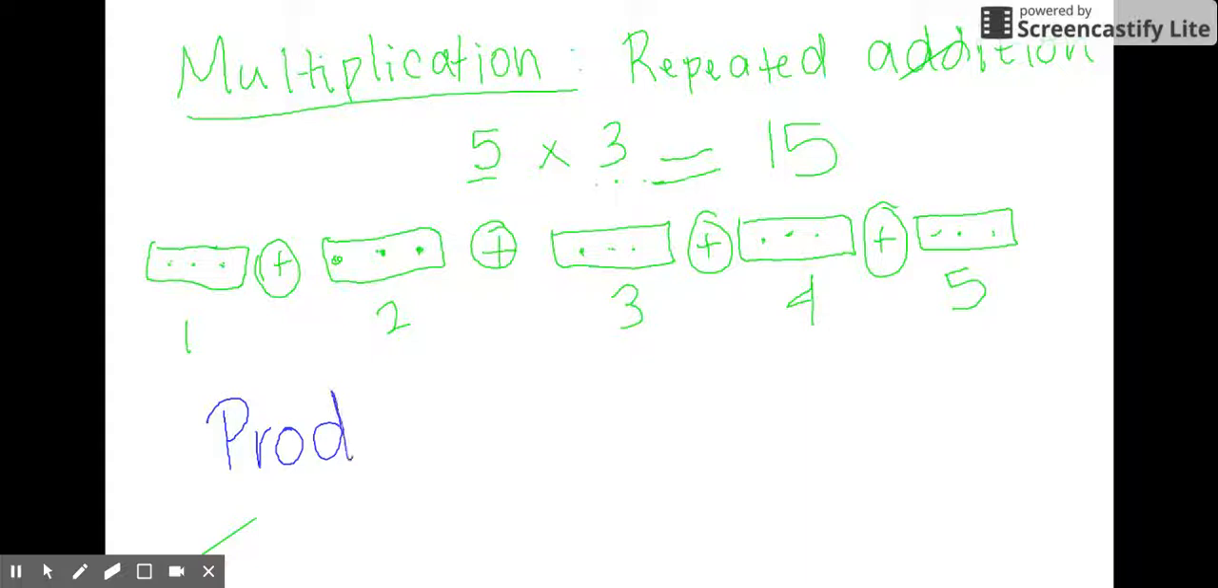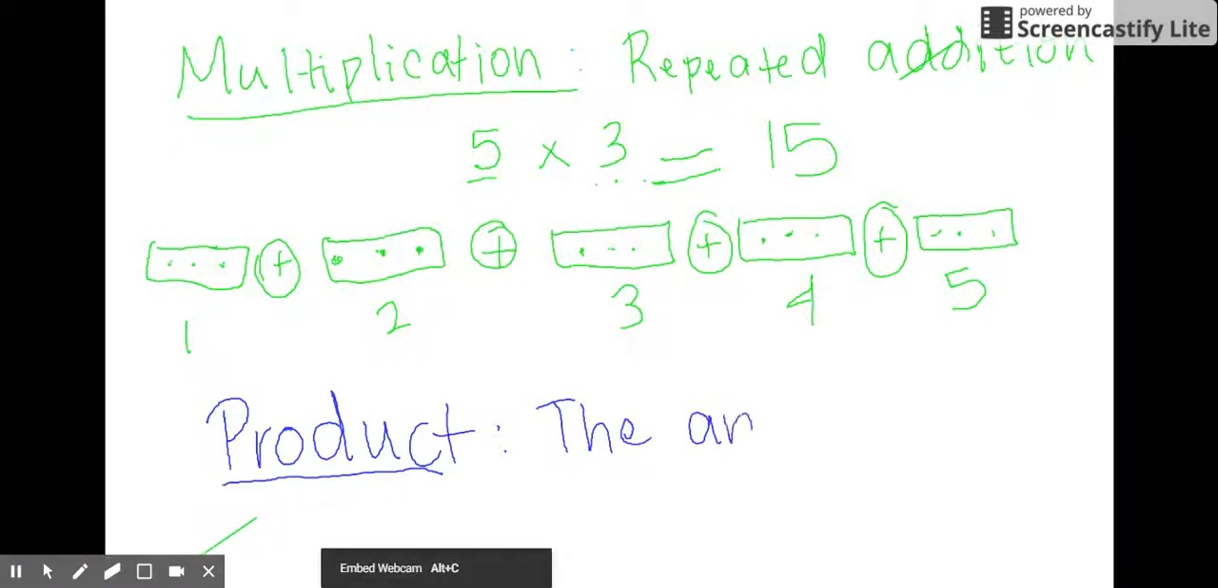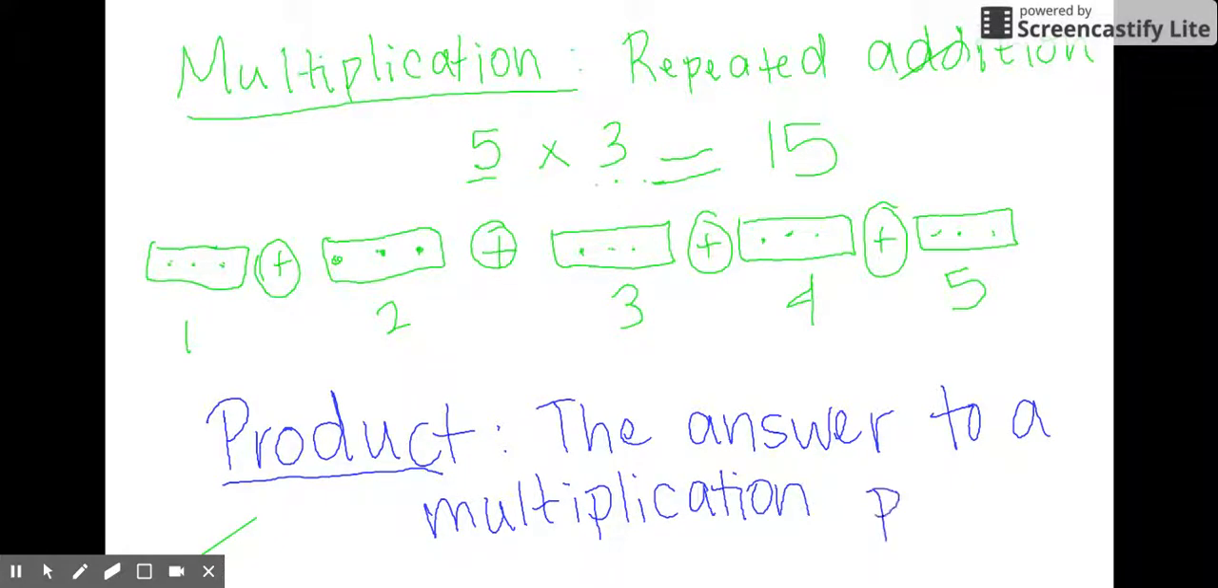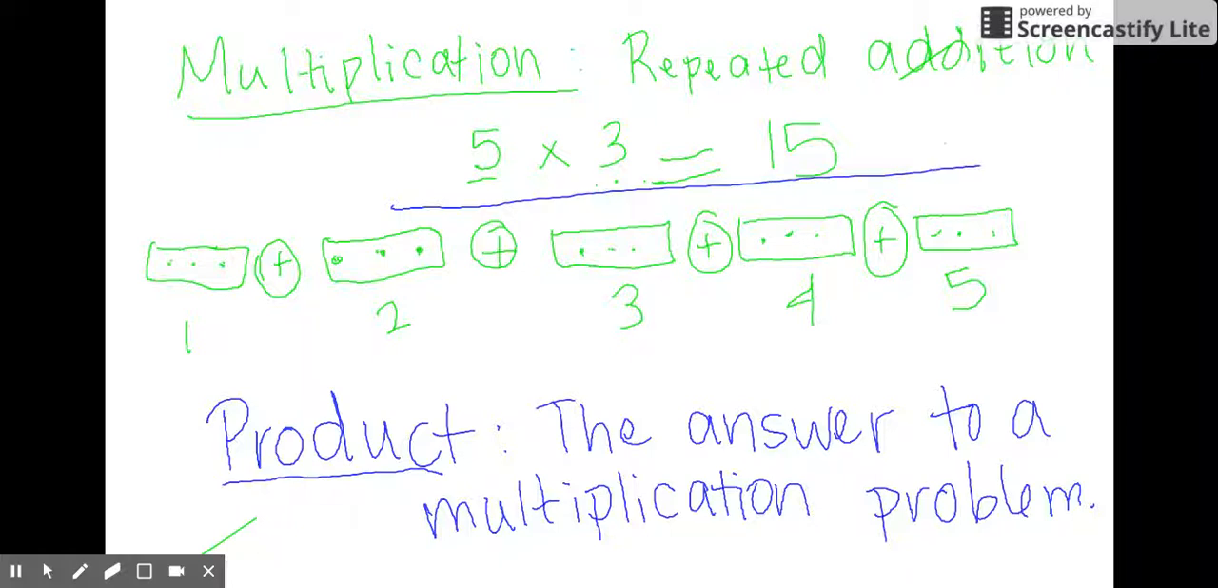Product, these are some vocab words for you. The product is the answer to a multiplication problem. This would be a good thing to memorize. Can you take a second and find what the product of this problem is?